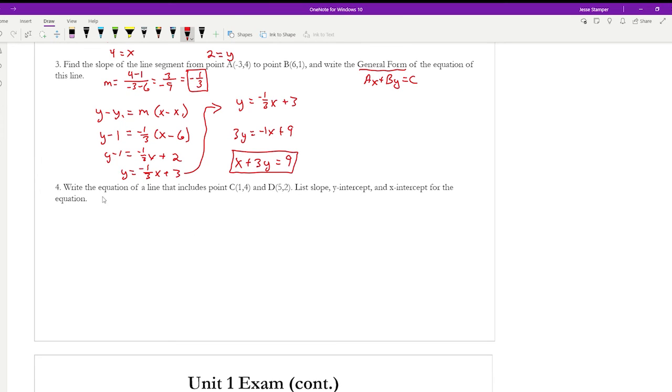So the first thing we need to do is find the slope, because that's the first thing you need to do at all times with this. So rise is going to be, we'll use c first, so 4 minus 2, and then 1 minus 5, because (1, 4) and (5, 2). Now, 4 minus 2 is a positive 2. 1 minus 5 is a negative 4, which means it simplifies down to negative 1/2. So that's our slope. We've got one of the three things. Let's go ahead and use our point slope formula.